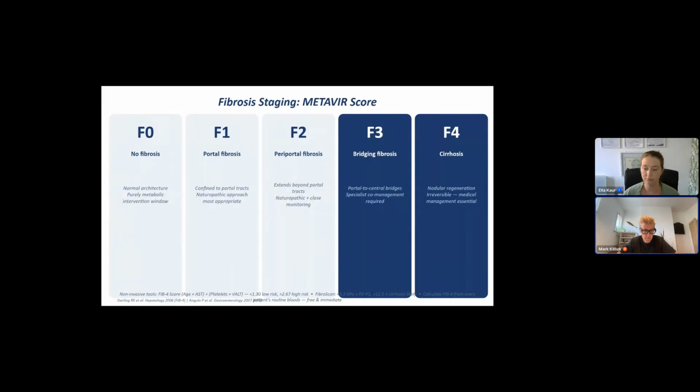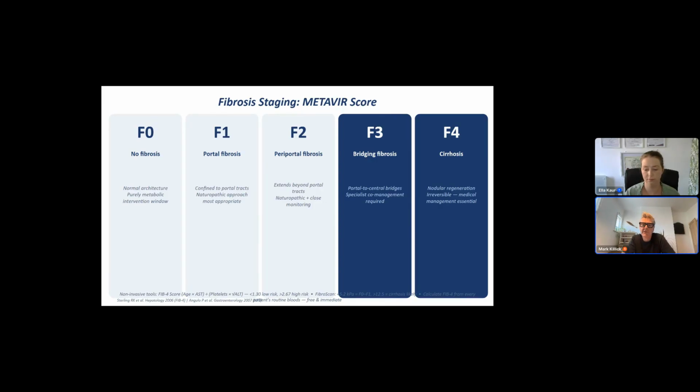Below 1.3 is low fibrosis risk, and that's a green light for our naturopathic protocol. Above 2.67 is high risk, and that's when we refer our clients. So you can see I'm trying to build a picture where you've got a lot of tools in your toolbox to help clients with fatty liver disease. And remember, there are many of them out there.